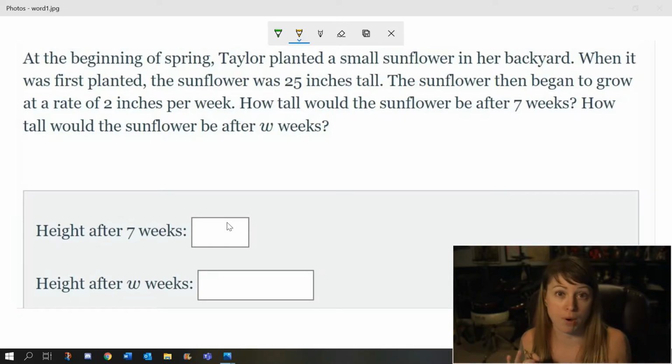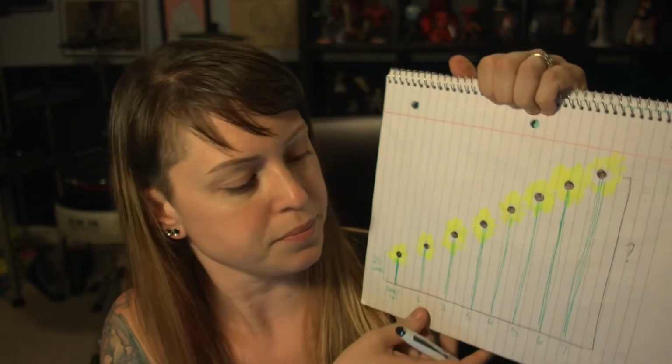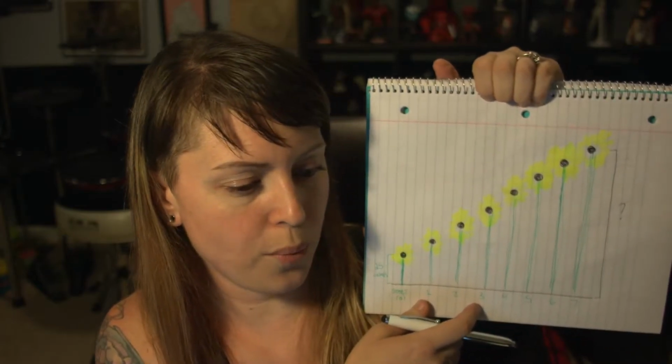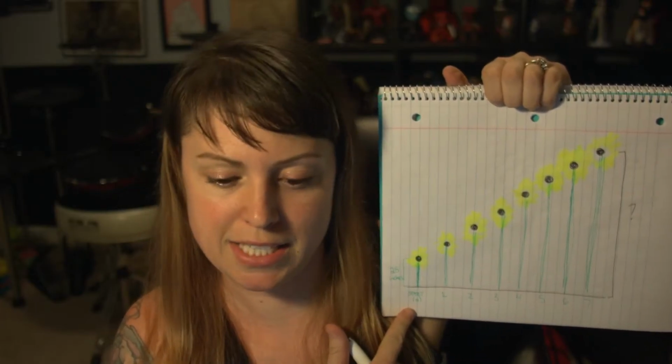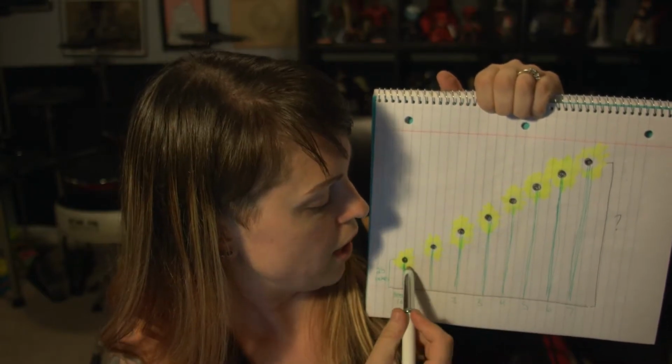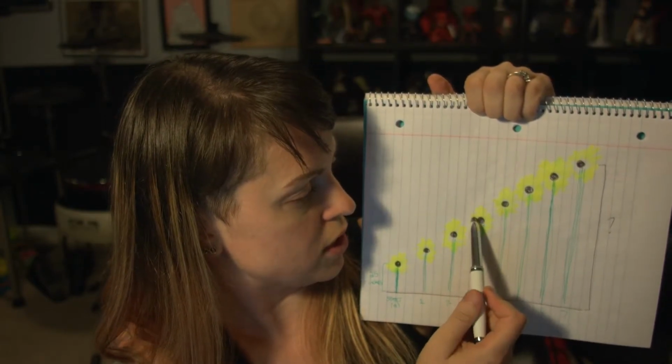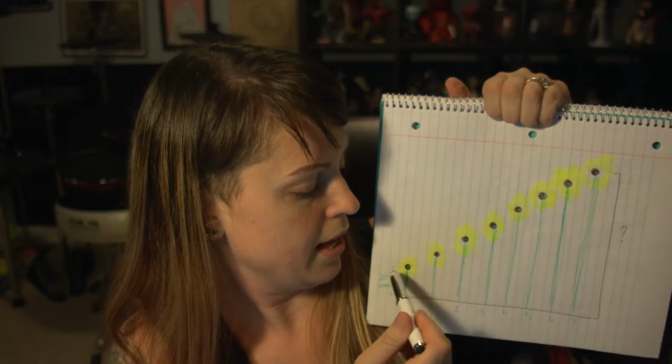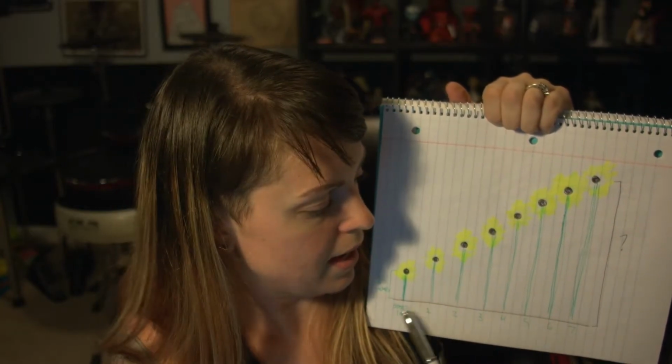Now we can figure out part of this without doing any math. The part about W weeks, that just means write an equation. So with my amazing artistic skills here, I've drawn us a little picture. What we've got is our beautiful little sunflower right here when it's starting at 0 weeks. 0 weeks, because we just planted it right now. And it is 25 inches tall. Every single week, it's growing 2 inches. So every single week, 2 inches, 2 inches, 2 inches. And the question is, how tall is it after 7 weeks?